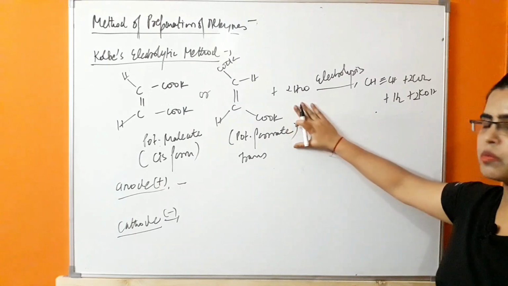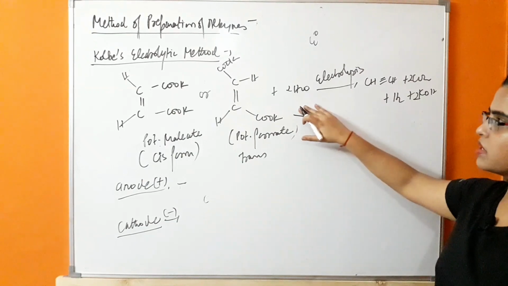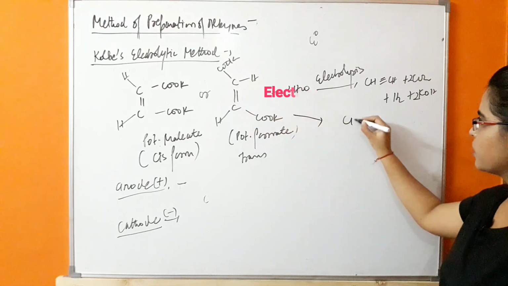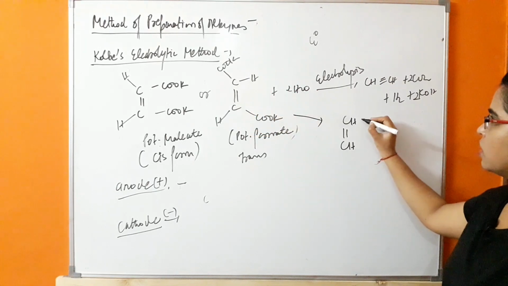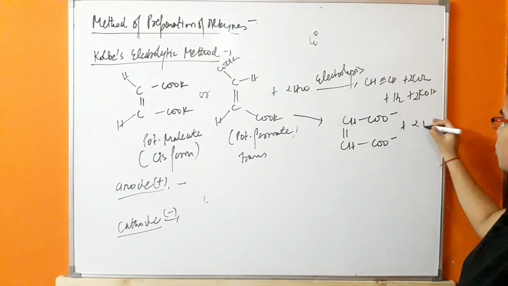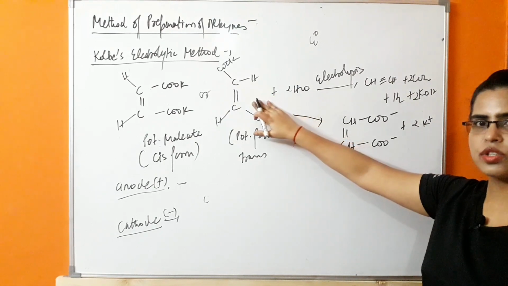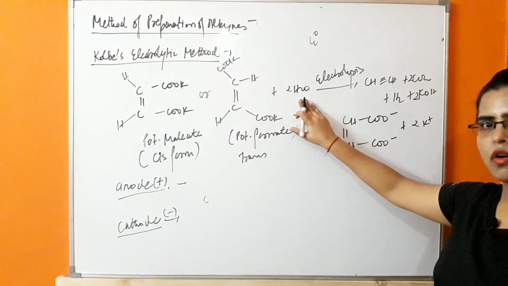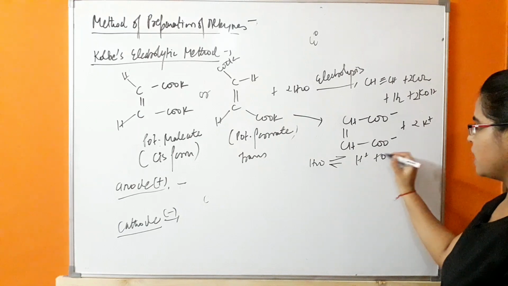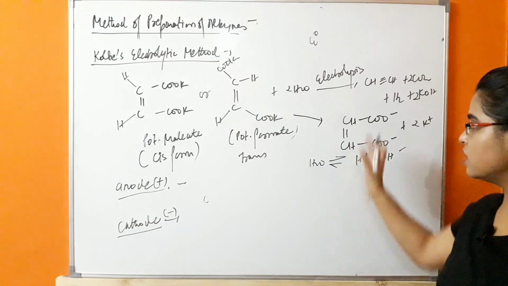So how will this compound be represented in ionic form, so that we can represent the reaction at the anode and cathode? In the presence of electricity and water, this compound will ionize to give CH=CH with two COO minus groups, and also two cations, that is 2K plus, will be obtained. And this water molecule will also ionize to give H plus and OH minus. So two cations and two anions are furnished in this solution.